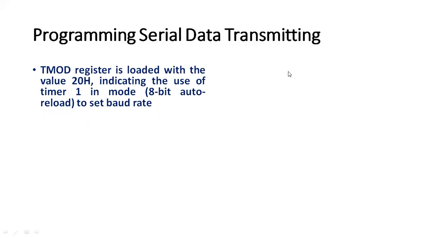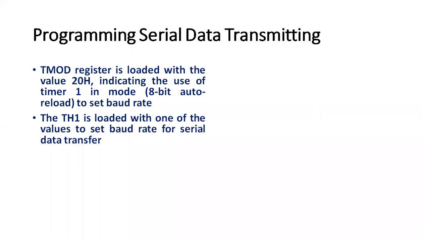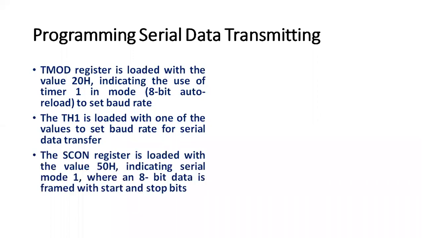First step: the TMOD register is loaded with the value 20H, indicating the use of timer 1 and mode 2. Why will mode 2 be used? It is auto reload mode, so there is no need to load the value again. The second step is to load the TH1 value to set the baud rate. We know that for a 9600 baud rate, you have to load the value of -3 into TH1, or you can load it with FD, right?